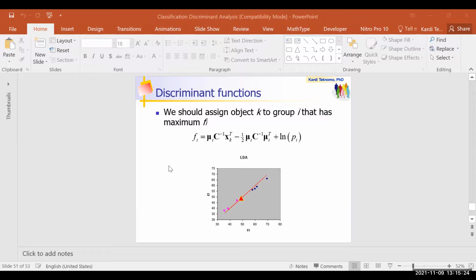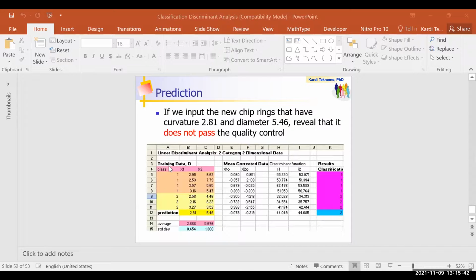So if you have two groups, then you calculate the discriminant functions F1 and F2. If you have three groups, then you calculate F1, F2, F3. Then to determine the group, you simply take the arg max, the argument of the maximum. So for example here, look at columns H and I. This is the already computed discriminant function.